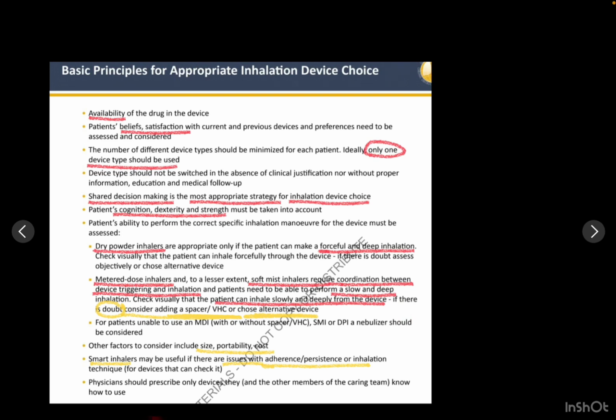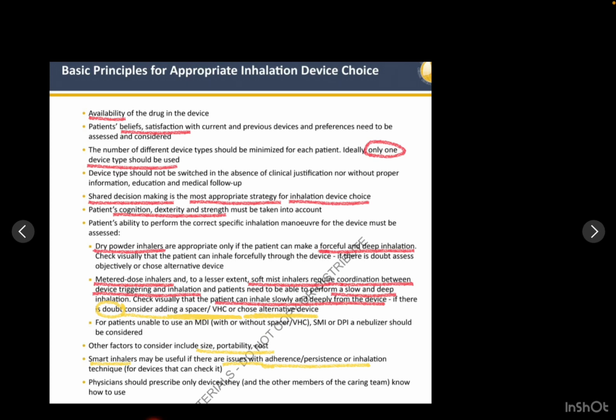So if the patient is not able to properly inhale deeply with an MDI, then we have to add a spacer or VHC, or choose an alternate device. For a patient unable to use an MDI with or without a spacer or VHC, SMI or DPI, a nebulizer should be considered. So in this case, if the patient is not good with MDI, then we can use SMI or DPI. They are telling that other factors to consider include size and portability, and cost is also a very important factor when giving an inhaler.